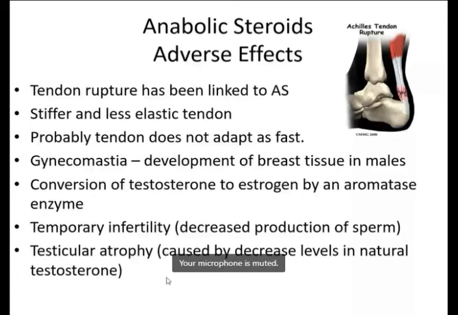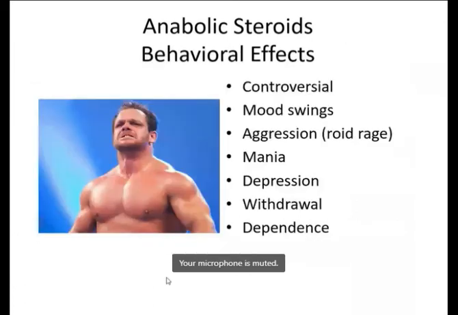Behavioral effects. It's controversial, but there are mood swings, aggression, rage, mania, depression, withdrawal, dependence. You can look at the picture. This is an aggressive nature shown here in the figure. This is the adverse effect of anabolic steroids.